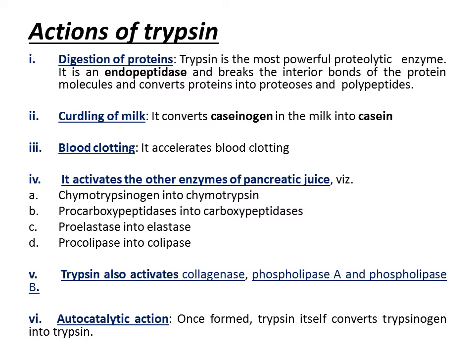Actions of trypsin. Trypsin is the most powerful proteolytic enzyme. It is an endopeptidase and breaks the interior bonds of the protein molecules and converts protein into proteases and polypeptides. It converts caseinogen in the milk into casein. It accelerates blood clotting. Also, it activates chymotrypsinogen, procarboxypeptidase, proelastase, and procolipase. It also activates collagenase, phospholipase A and phospholipase B. Once formed, trypsin itself converts trypsinogen into trypsin.